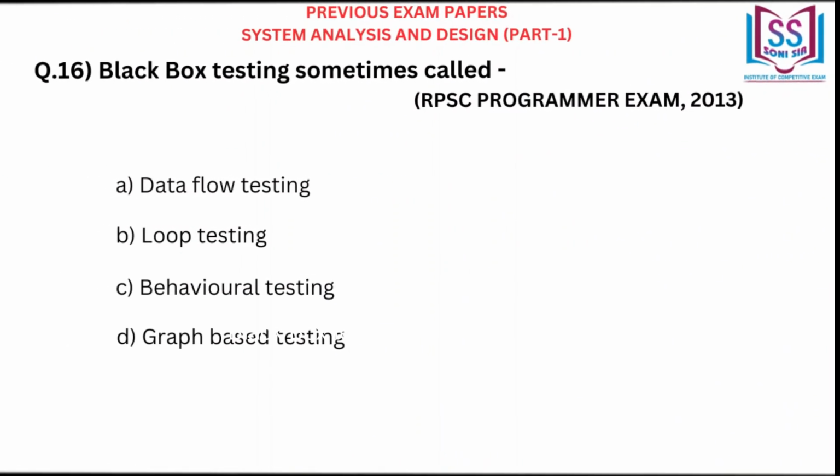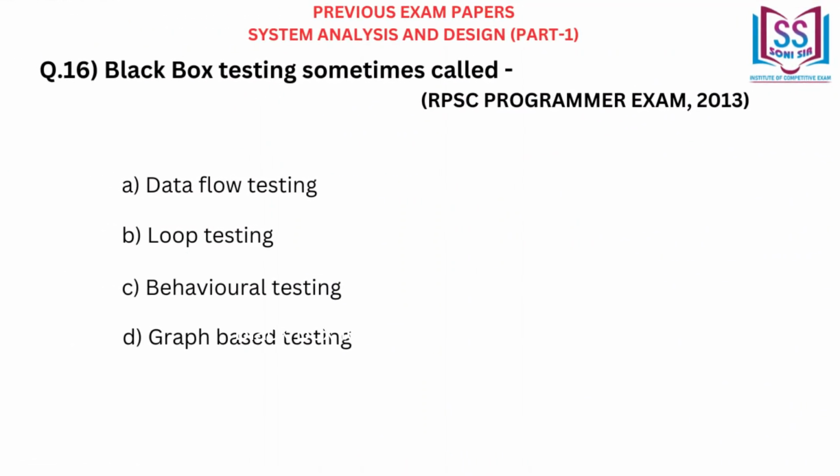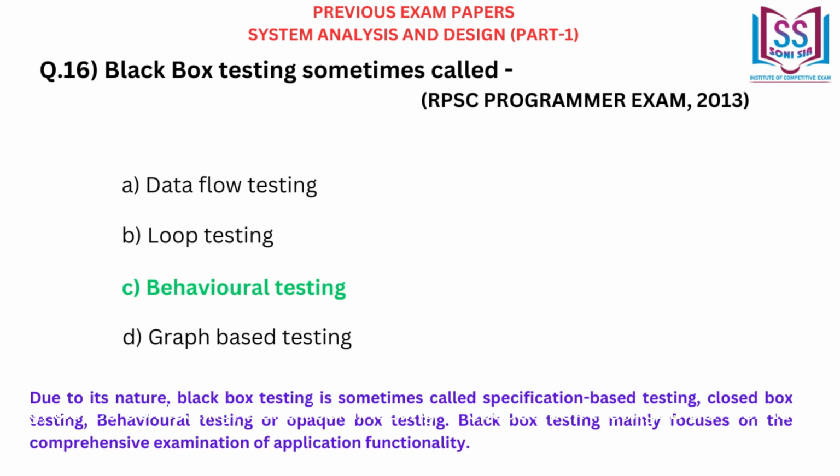Black box testing, sometimes called A. Data flow testing, B. Loop testing, C. Behavioral testing, D. Graph-based testing. Correct answer C. Behavioral testing. Due to its nature, black box testing is sometimes called specification-based testing, closed box testing, behavioral testing, or opaque box testing. Black box testing mainly focuses on the comprehensive examination of application functionality.